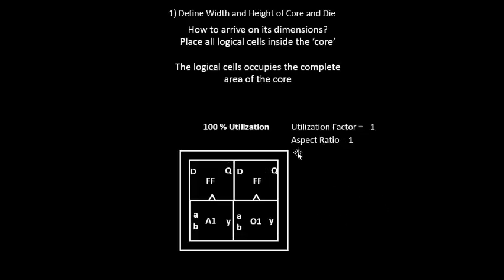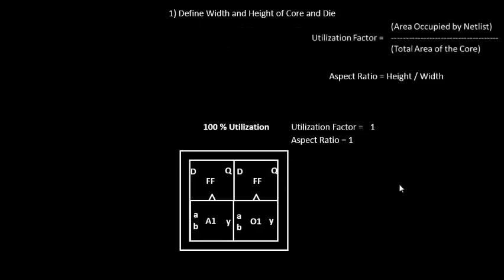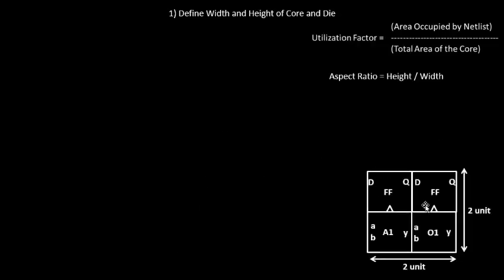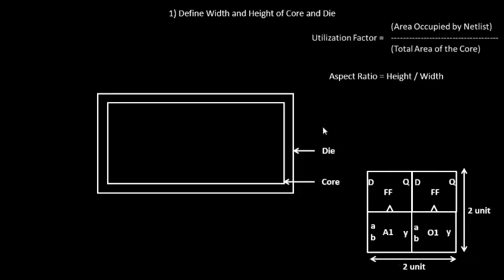Okay, so what we'll do is we'll take some more examples. Let's take another example, and we'll keep these definitions at the right side. The utilization factor is area occupied by the netlist divided by total area of the core, and the aspect ratio is height by width. With that in mind, let's take another example. We have the same netlist with 2 unit as the length and 2 unit as the height, and let's say now the core and the die look something like this.